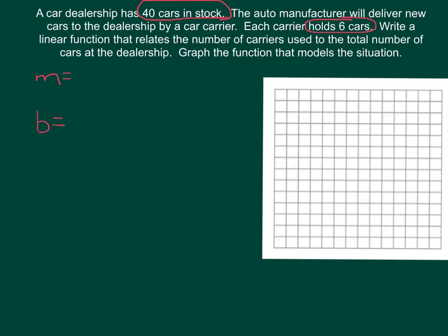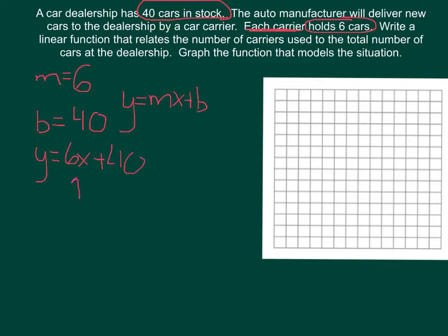In this case, they started with 40 cars. So with 0 carriers, you will still have the 40 cars. And then each carrier that comes, it will increase the total stock by 6 cars. So it's going to increase 6 per carrier. So my equation, y equals mx plus b, is going to be y equals 6x plus 40, where x is the number of carriers.